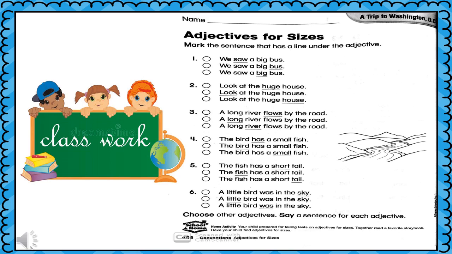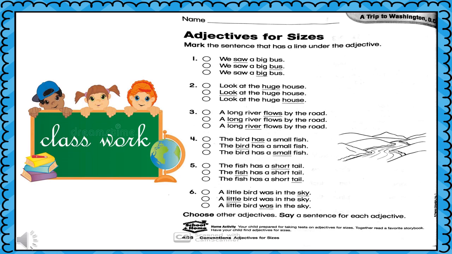Number 4. The bird has a small fish. Has, bird, or small? Which option has a line under the adjective for size? Number 5. The fish has a short tail. Short, fish, or tail? Which option has a line under the adjective?